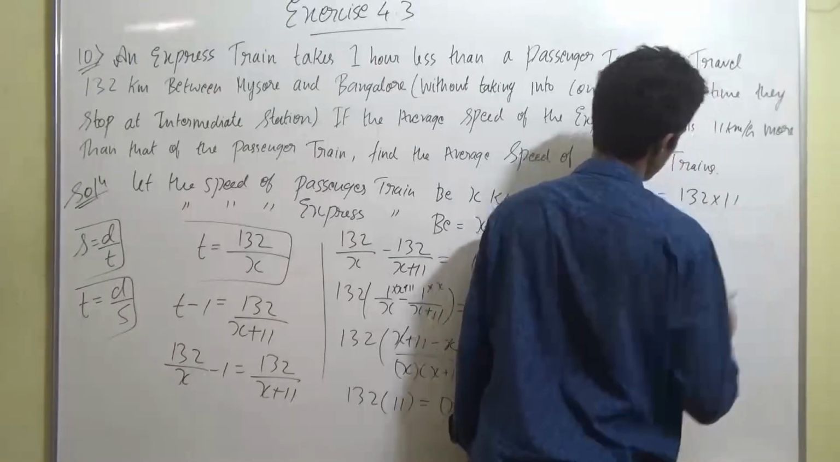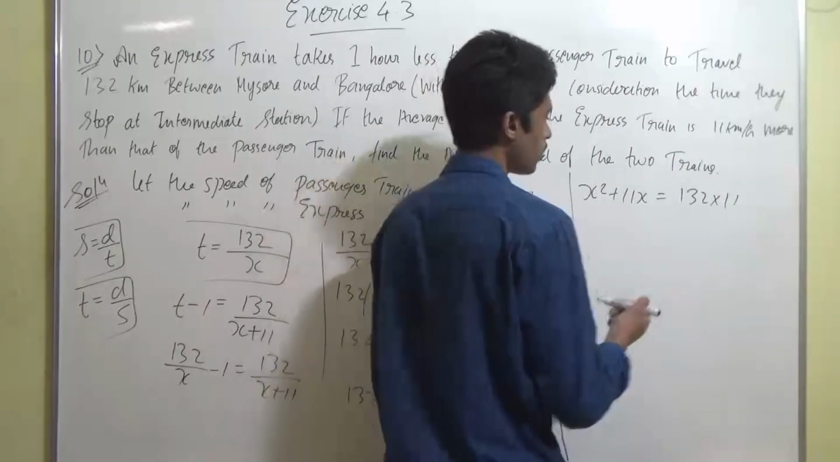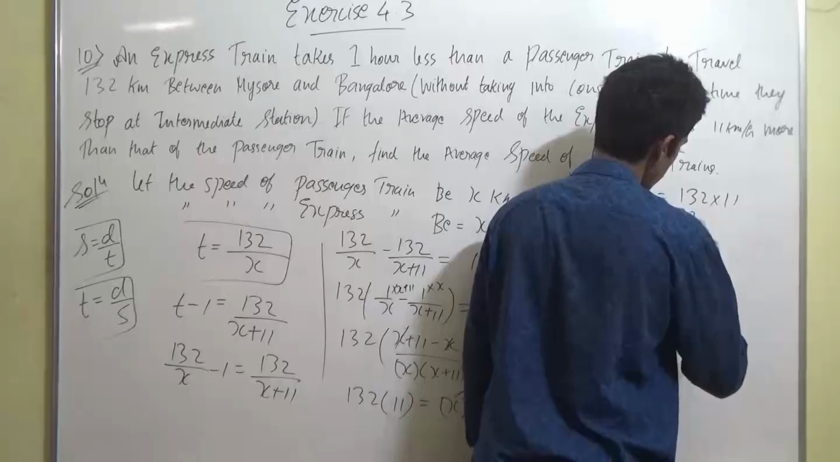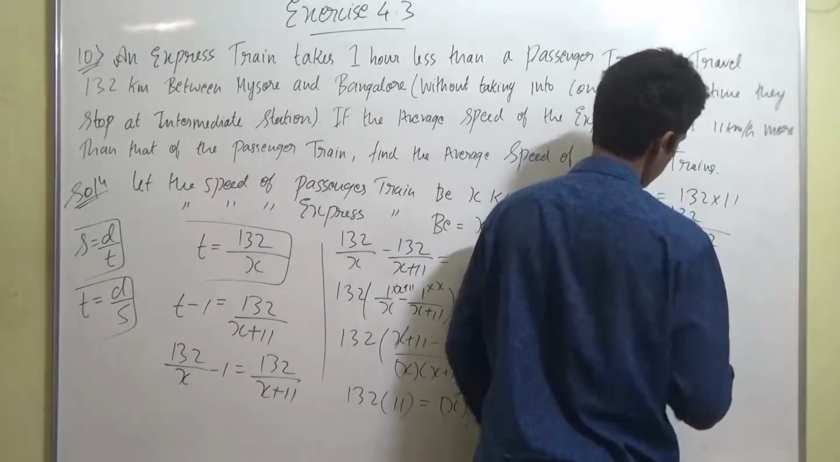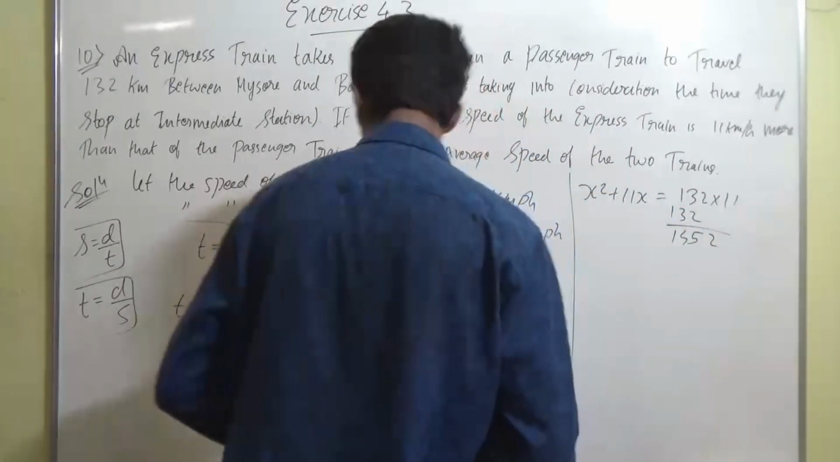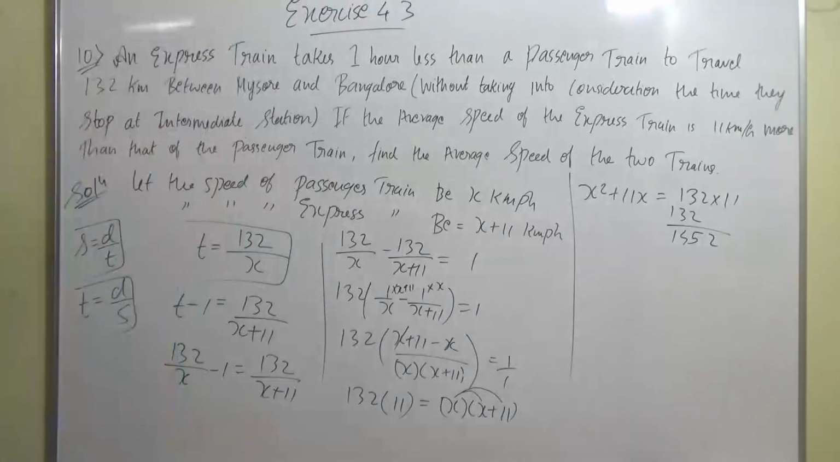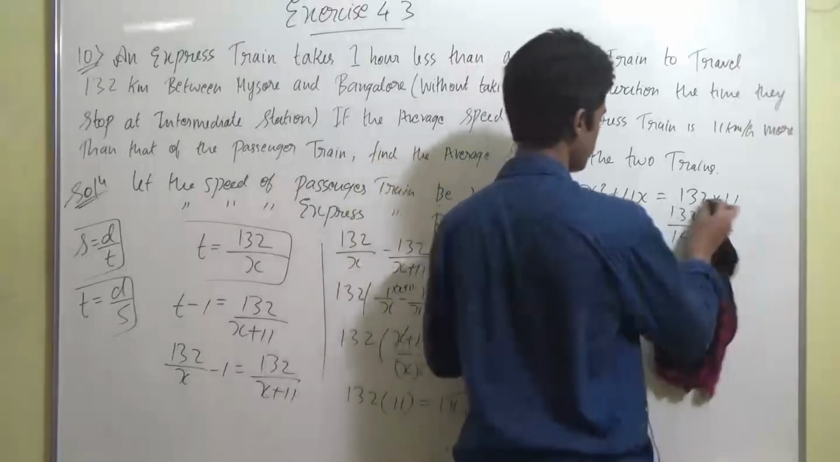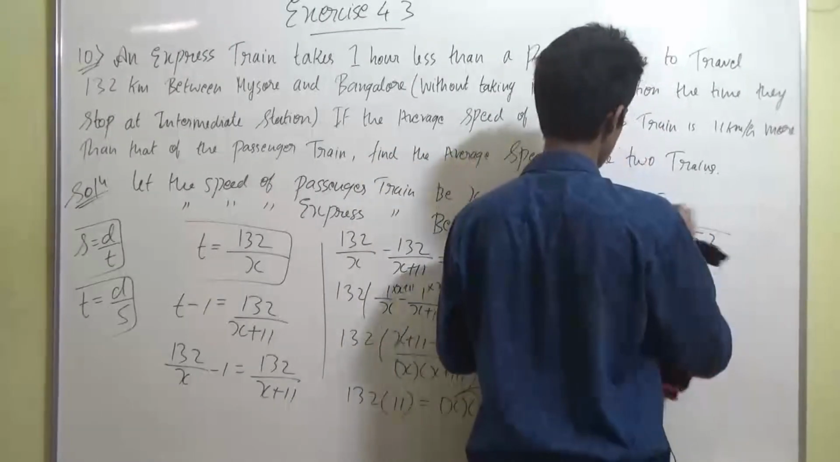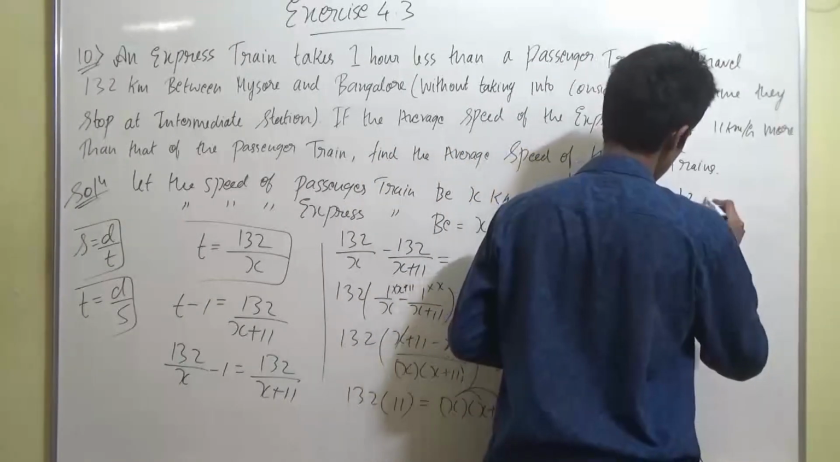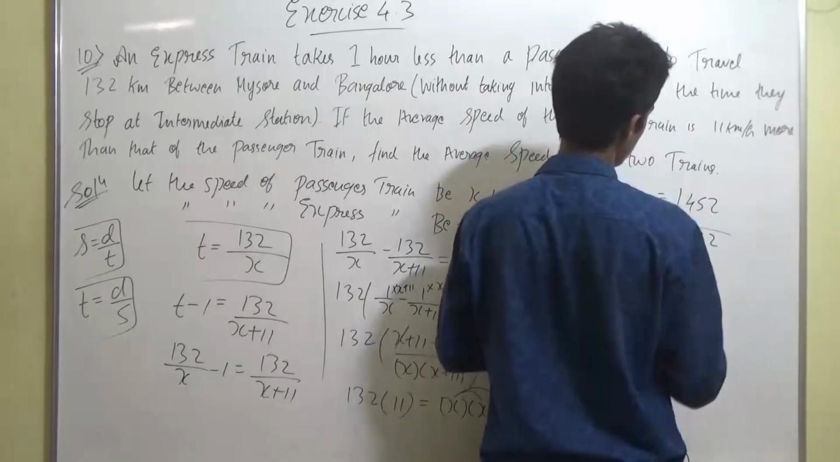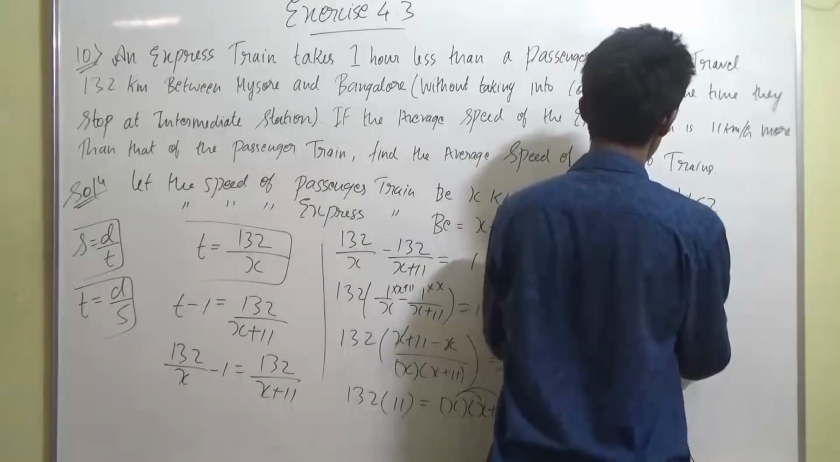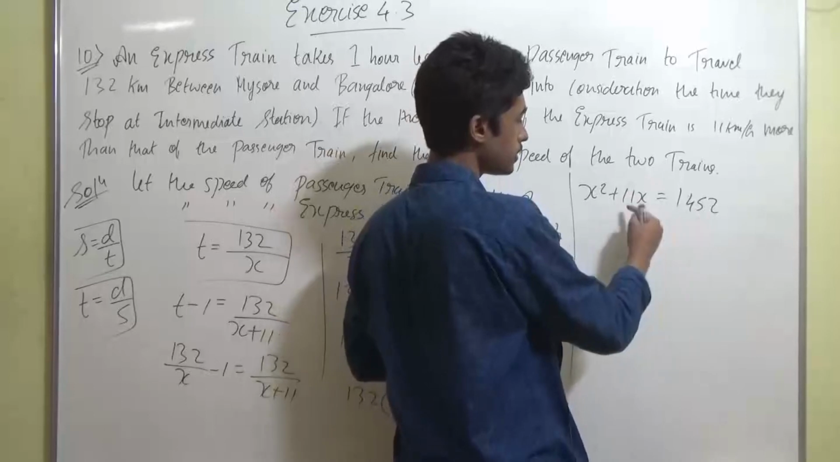132 into 11. So if you multiply 132 into 11, what will it become, guys? It will become 132. If you add this, 541. It will become 1452. Getting it? So I'll write the value 1452 instead of 132 into 11. Done. Now what I'll do, I'll bring this 1452 towards LHS.